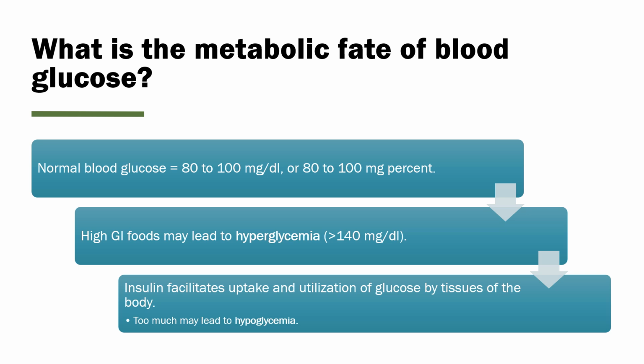Now, insulin's role is, again, for glucose uptake. It enables glucose to enter cells where it can be used immediately for energy or stored as glycogen in the liver and muscles.